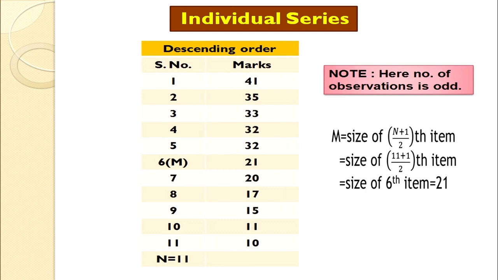Now, we can do it in descending order also. The marks have been arranged in descending order. Again, the formula remains the same. Median is equal to size of (n plus 1) by 2th item. N over here is 11. (11 plus 1) by 2th item gives you the 6th item. If we locate it in the marks, again it is 21 marks. So, students, we have learned how to compute median where the number of observations is odd.